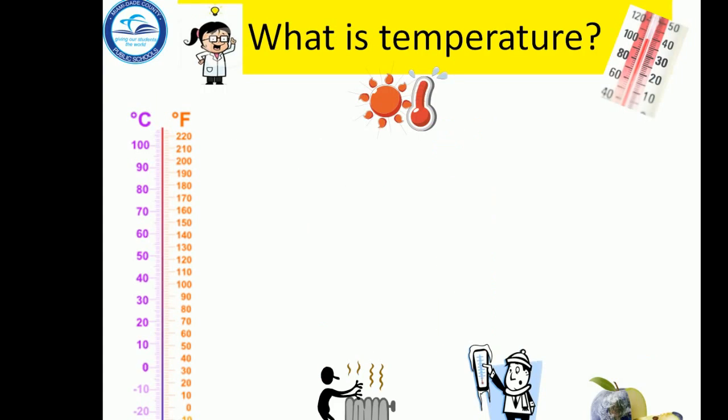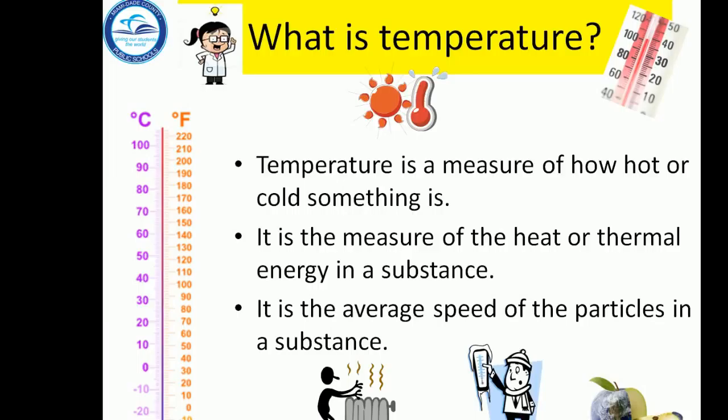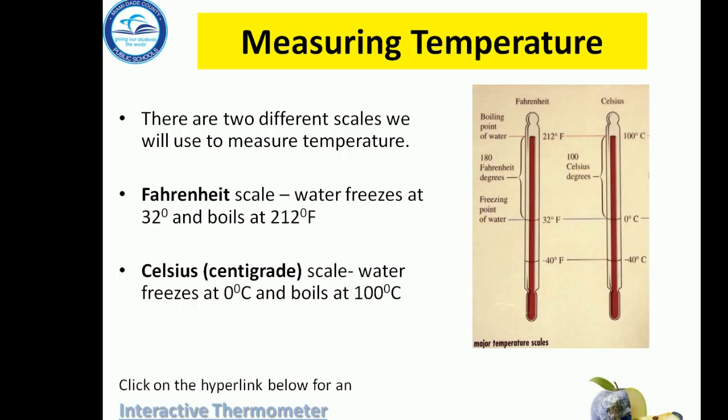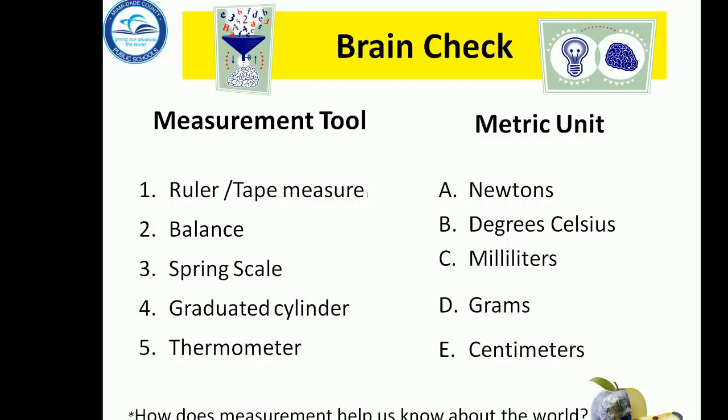Now, to measure temperature, scientists use thermometers. So what exactly is temperature? Well, it's a measure of how hot or cold something is. And really what it is, it's a measure of the absence of heat. The measure of the heat or energy in a substance, and it's the average speed of the particles in the substance. So if you rub your hands together, they get warm because you've sped up the particles. So Fahrenheit, water freezes at 32 degrees, boils at 212. Celsius, 0 and 100.